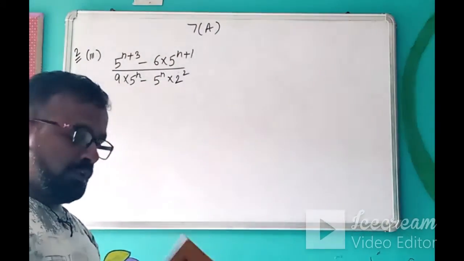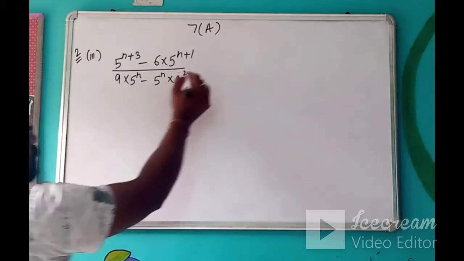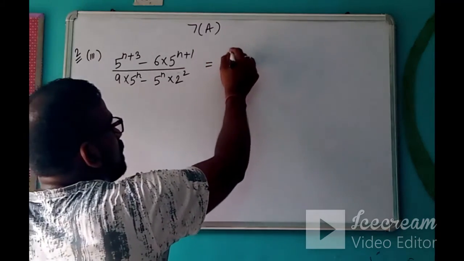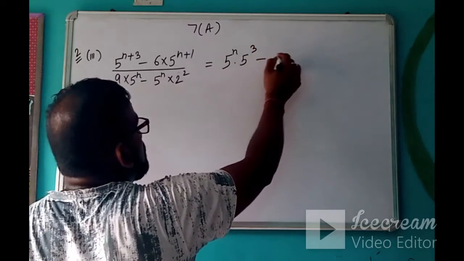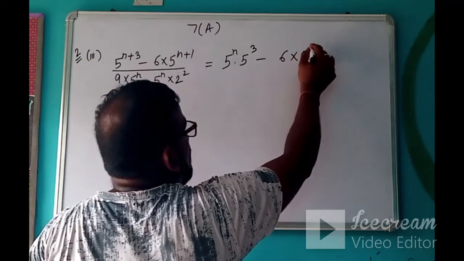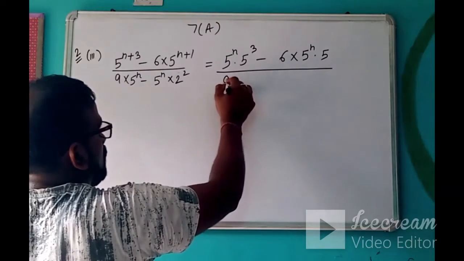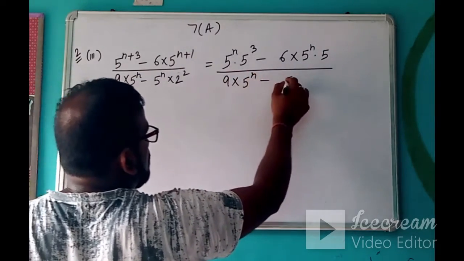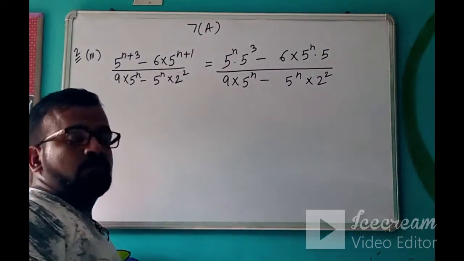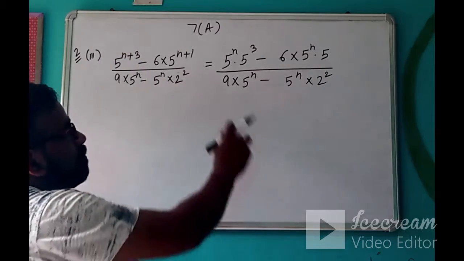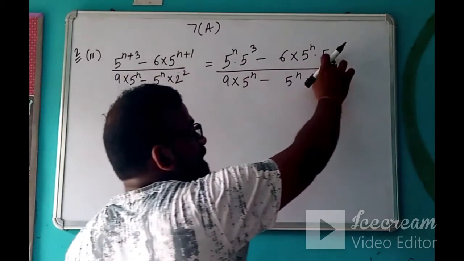And how will we do that? Let's see how we can solve. So it is 5 to the power n plus 3. We will use the law of exponents. Powers are added, so we can separate it like this: 5 cube minus 6 into 5 to the power n times 5 upon 9 into 5 to the power n. We have used the product rule. When powers have been added, we can separate it like this.